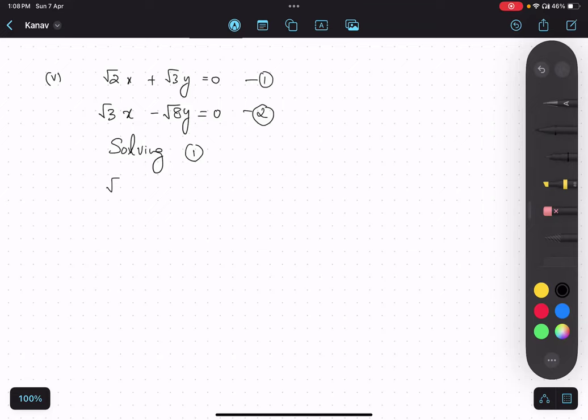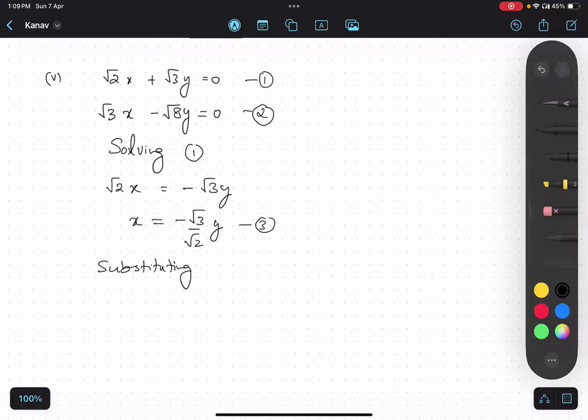So root 2 x equals to minus root 3 y. Is this thing clear? Any doubt? No. So x value is minus root 3 upon root 2 y. So this is my third equation.